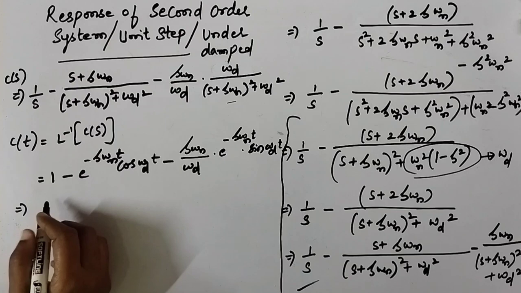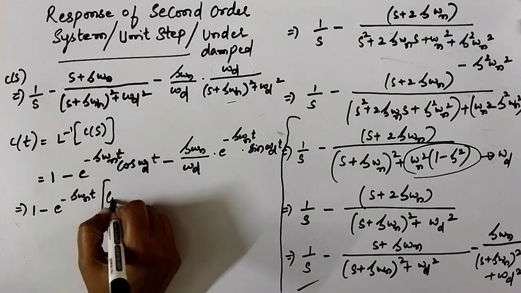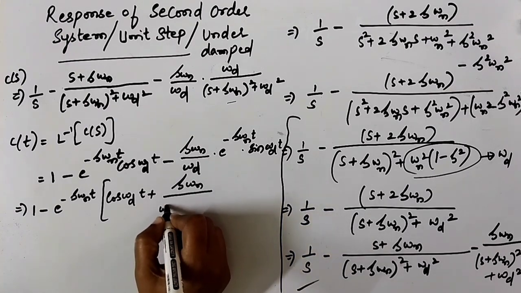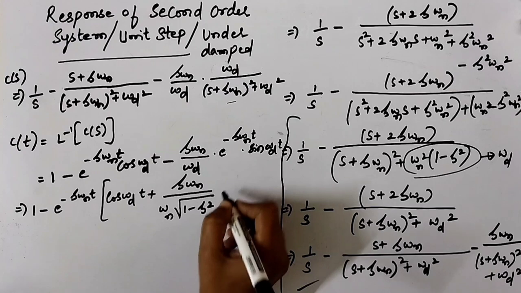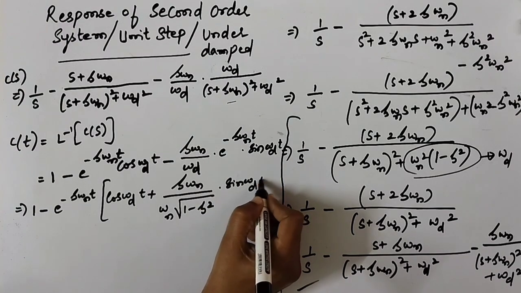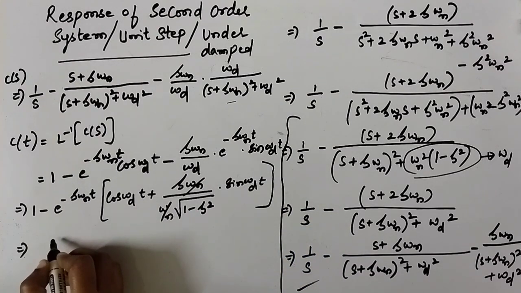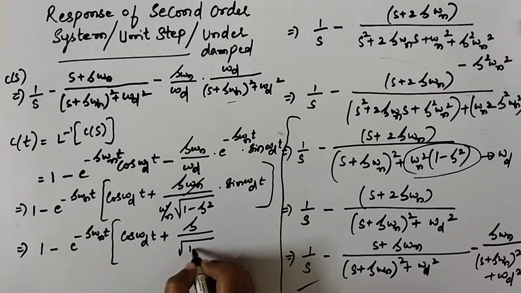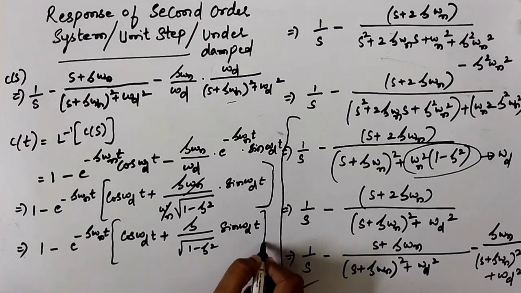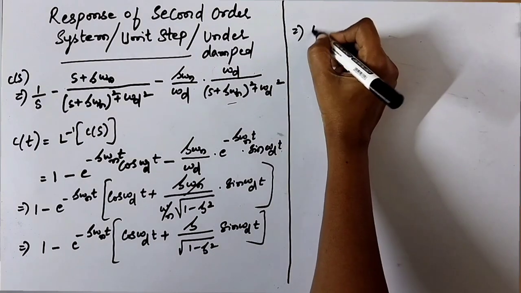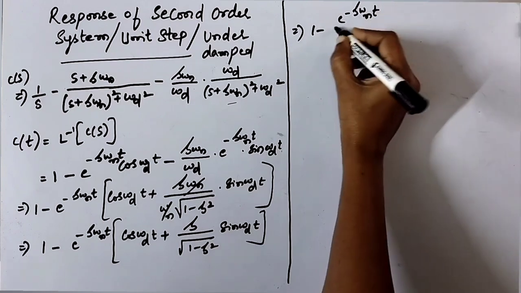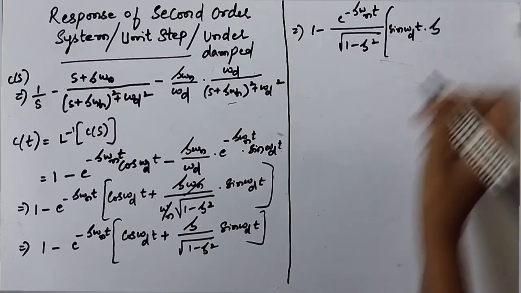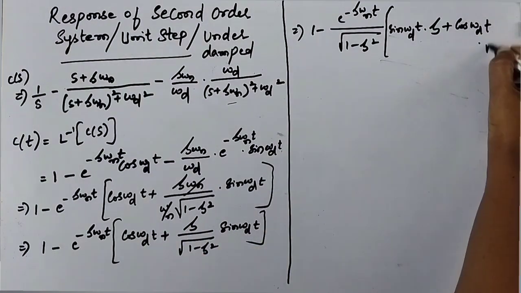Okay, from this, 1 minus e power minus zeta omega n into t common, cos omega d into t plus zeta omega n by omega d, which is nothing but, as we know from the earlier terms, omega n into root over 1 minus zeta square, into sine omega d t. This got cancelled. Now you are left with 1 minus e power minus zeta omega n into t (cos omega d t plus zeta by root over 1 minus zeta square sine omega d t). Now taking the LCM here, that would be 1 minus e power minus zeta omega n into t, taking this out common, by root over 1 minus zeta square, (root over 1 minus zeta square into sine omega d into t into zeta plus cos omega d t into root over 1 minus zeta square).